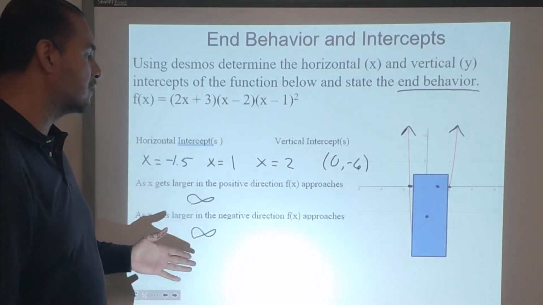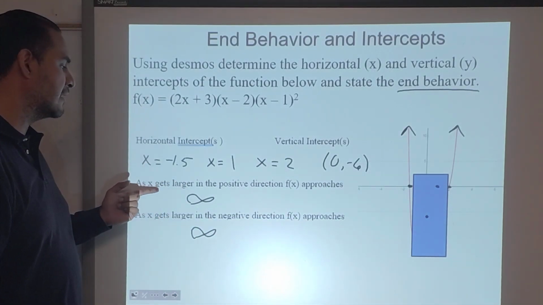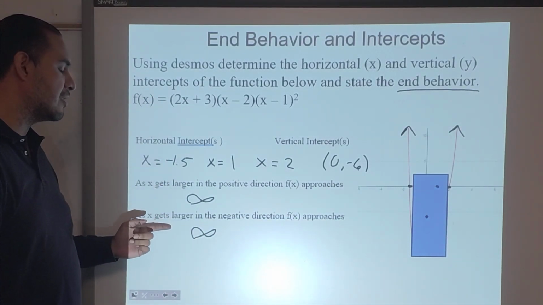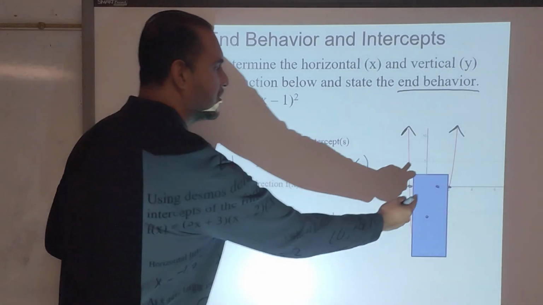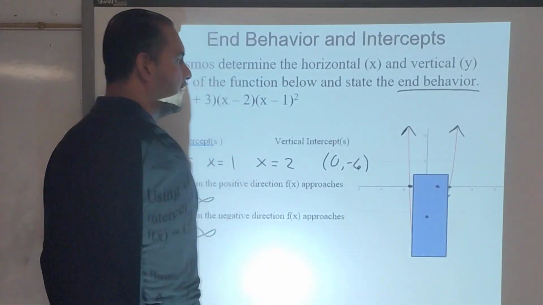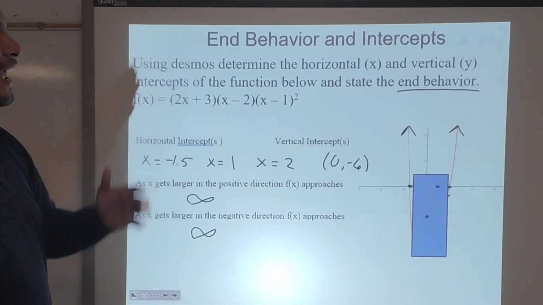Okay, so that's where we describe end behavior. We look at as x gets larger in the positive direction and as x gets larger in the negative direction. In this case, on both sides, we're going to positive infinity. That was end behavior and intercepts.